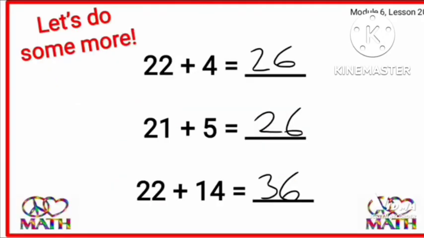Alright, let's do these ones. 22 plus 4 equals 26. 22 is even, 4 is even, so our answer is even. 21 plus 25. 21 is odd, 25 is odd. When you add them, you have got 46. Odd plus odd equals even. But look at this. 22 plus 14, even, will give us even.